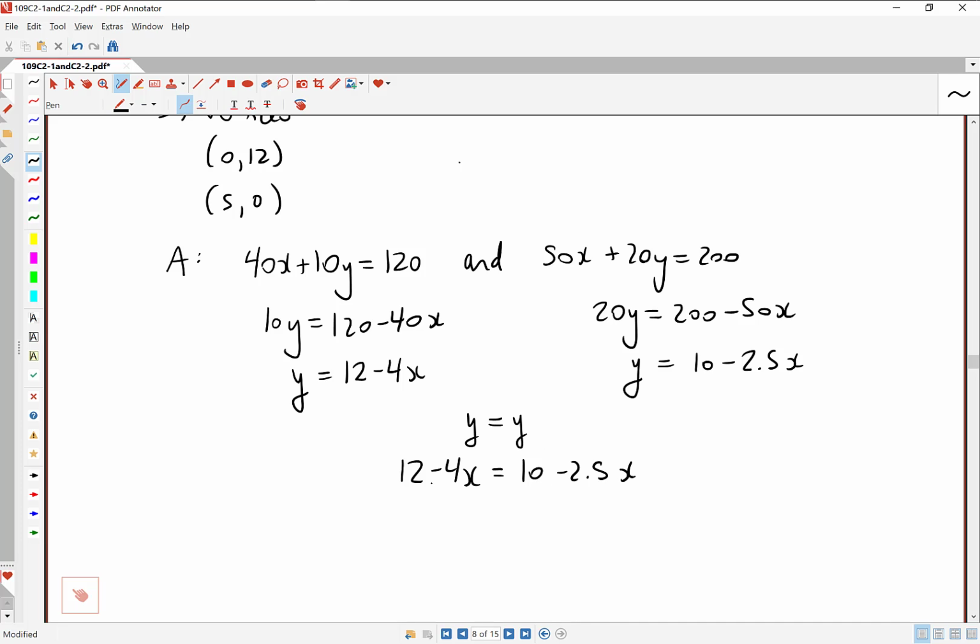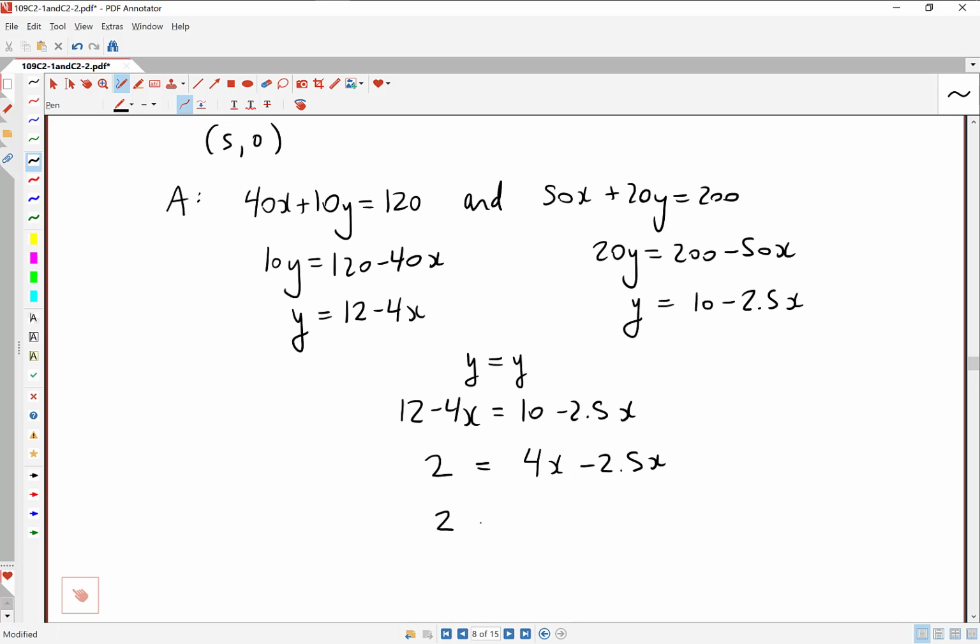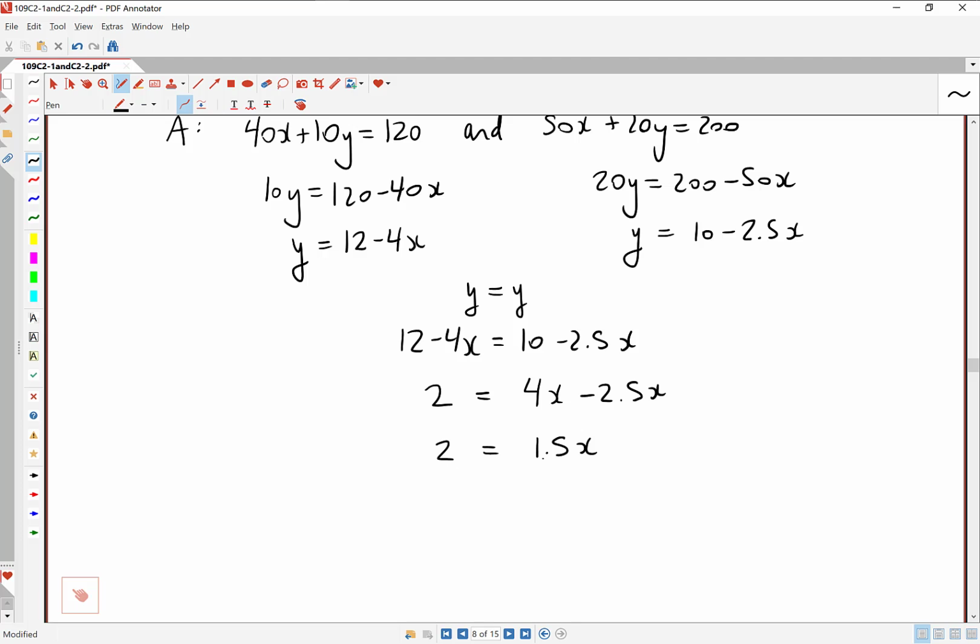Going to bring our numbers over to the left side. So let's subtract 10 from both sides. We'd have 2. And at the same time, let's add 4x to both sides. So 4x minus 2.5x is what we've got on the right side. Okay, so then if we ask how many x's do we have? Well, 4 minus 2.5 is 1.5. So 2 equals 1.5x. All right, let's multiply both sides by 2 just to clear the fraction. So 4 is equal to 3x. In other words, x is equal to 4 over 3.